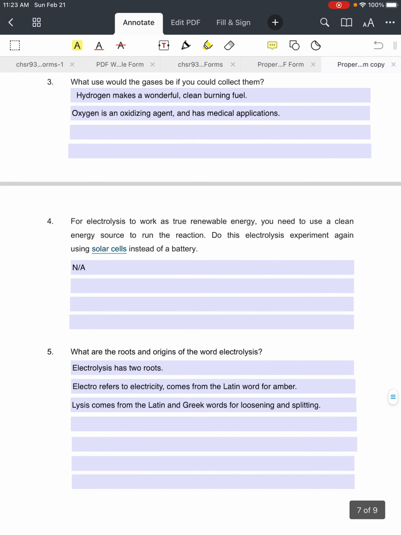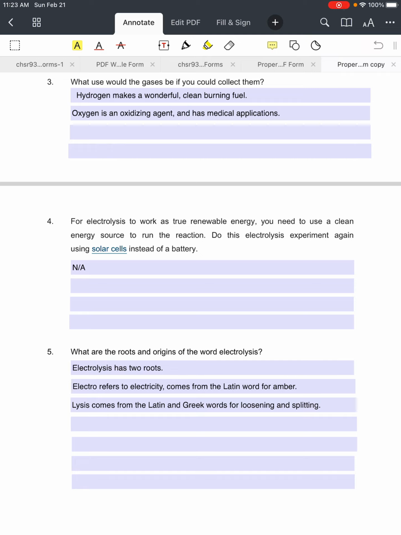And it says, what are the roots and origins of the word electrolysis? Well, it's 2 roots. Electro, which refers to electricity, which actually comes from the Latin word for amber, the yellow, it's almost like a mineral in that it's used in jewelry and rings, and it's like a semi-precious stone because it's hard and it can be polished, but it's actually dried pine sap.